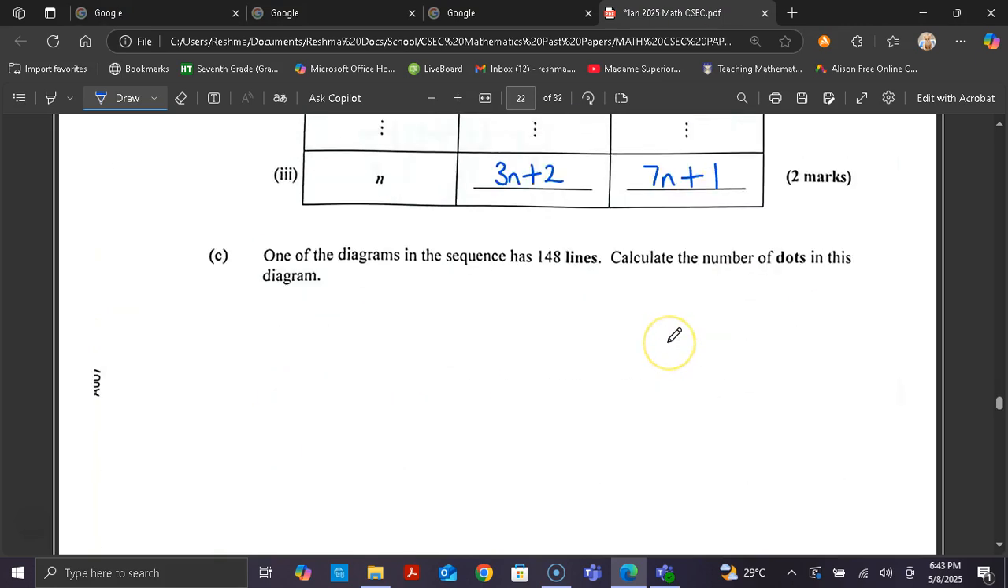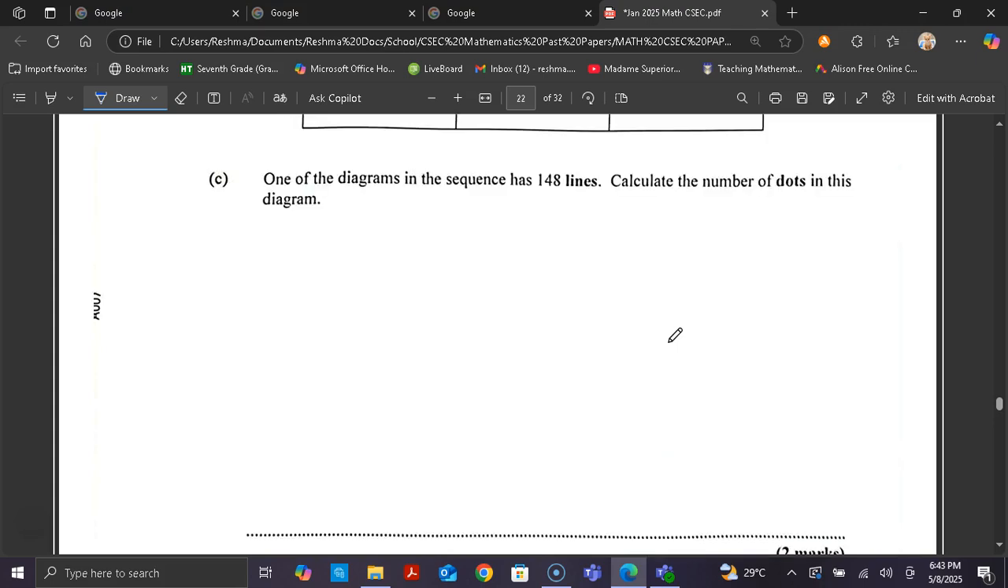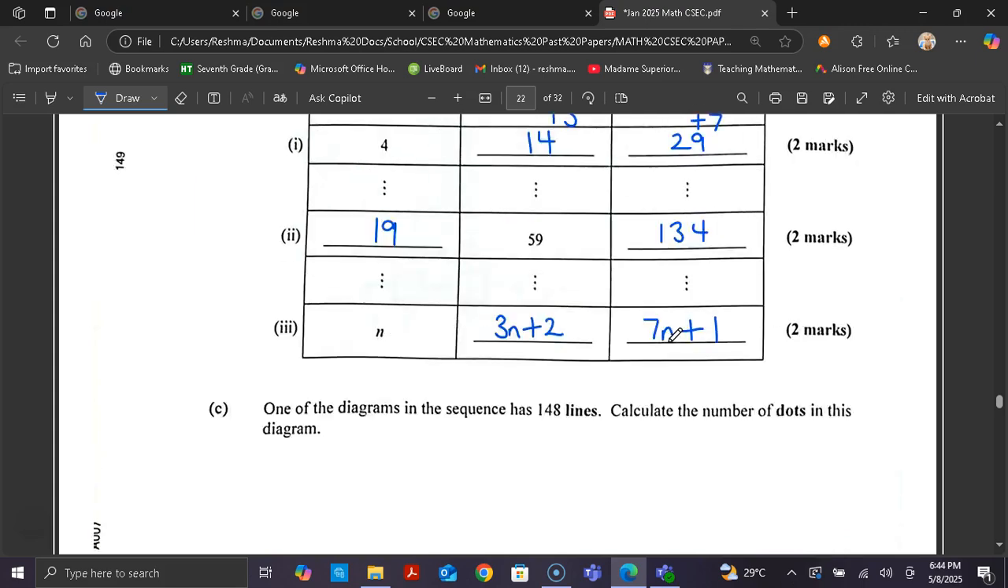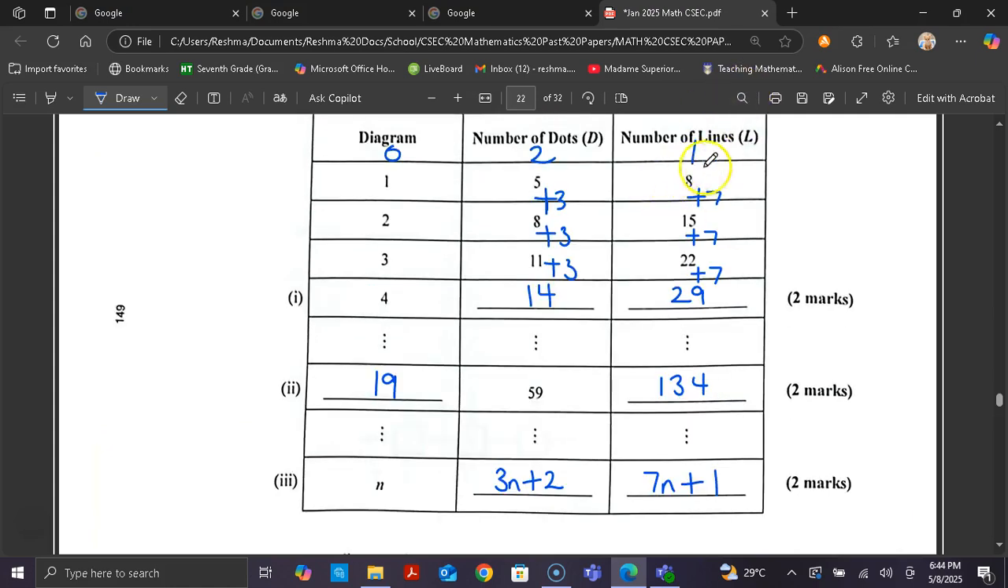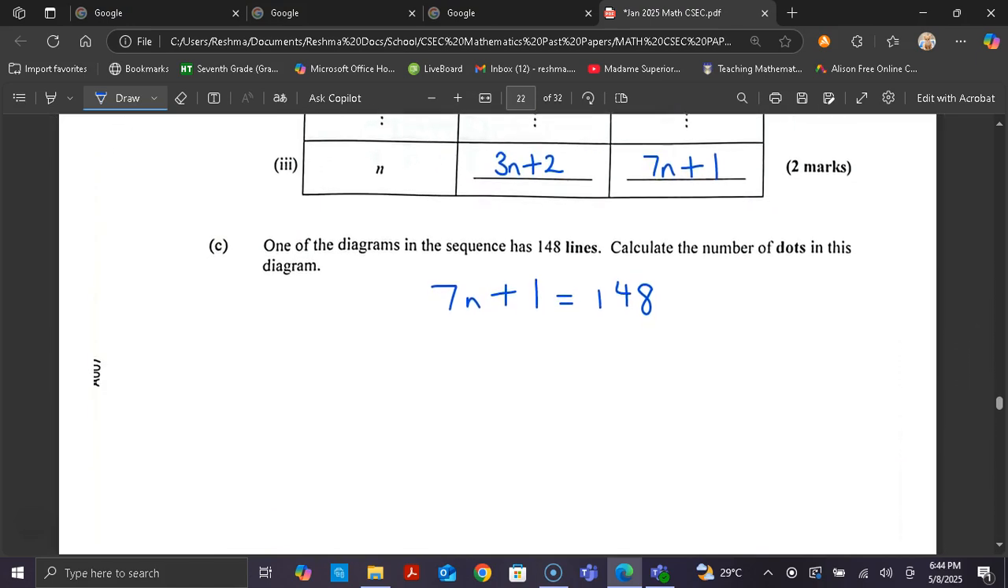So let's go on to the last part. For 2 marks, one of the diagrams in the sequence has 148 lines. Calculate the number of dots in this diagram. So from the table, the number of lines is given by 7n plus 1. So therefore, 7n plus 1 is equal to 148. And we just solve this equation, find n, and that will give us the diagram number. And therefore, we could find the number of dots.